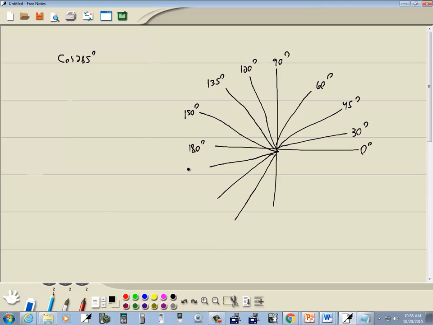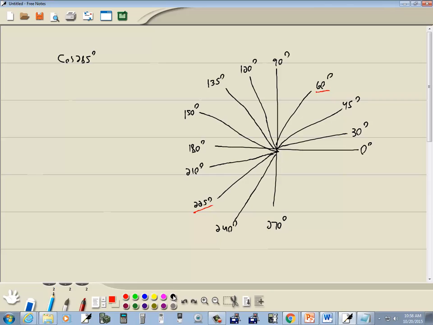So 180, 210, 225, 240, 270. I think I see one. 225 plus 60 gives us 285.